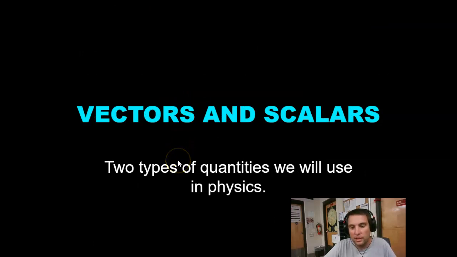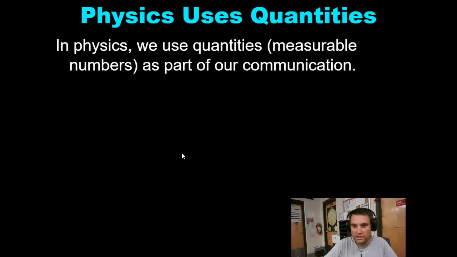And we have 2 types of quantities that we're going to be using in physics for the whole rest of the year. We have vectors and scalars. In physics, we use quantities, or measurable numbers, as part of our communication.